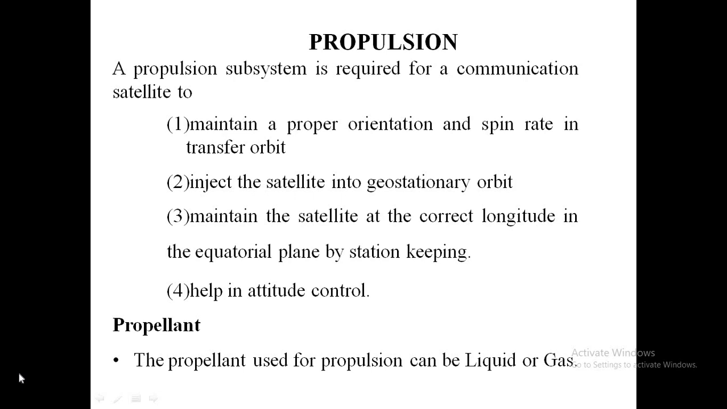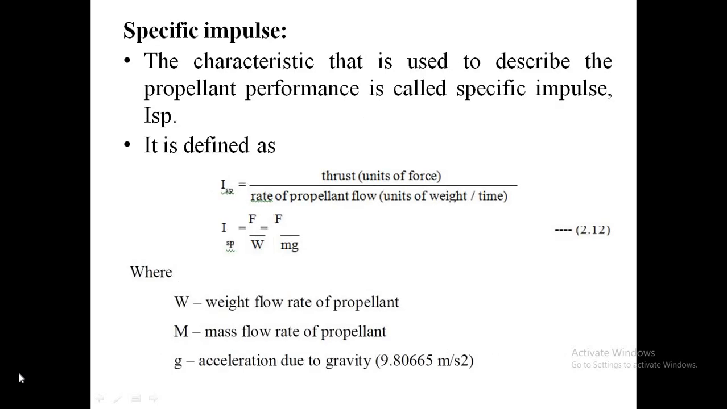Propulsion. A propulsion subsystem is required for a communication satellite to maintain a proper orientation and spin rate in transfer orbit, to inject the satellite into geostationary orbit, to maintain the satellite at the correct longitude in the equatorial plane by station keeping, and also to help in attitude control. The propellant used for propulsion can be liquid or gas.